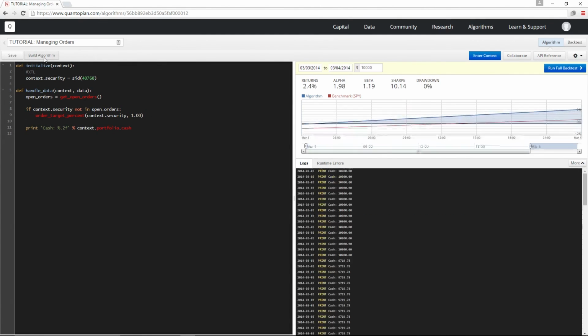And now, when I build my algo and I look at the cash, I can see that I'm no longer investing crazy amounts of money.